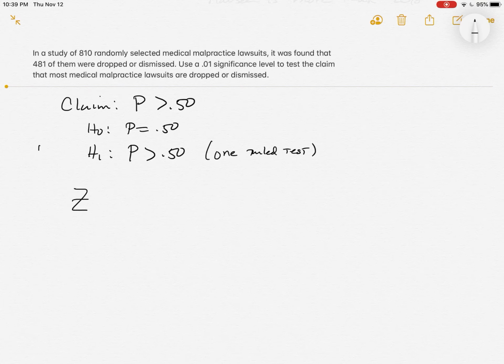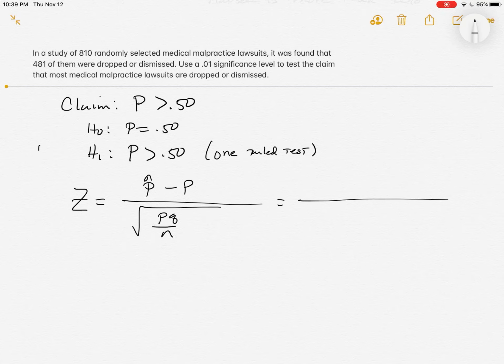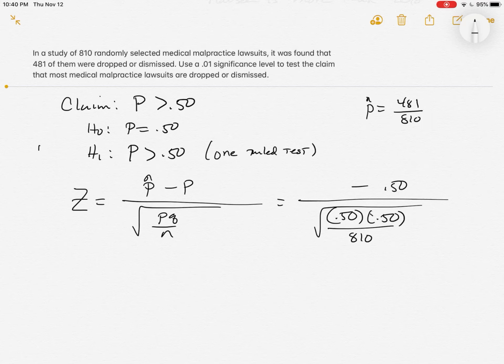Oh, no problem. We know what to do. Z is equal to p hat minus p, all over the square root of pq over n. Again, most of these numbers are here, 0.50. If p is 0.50, then q is also 0.50, and n is 810. Now, we need to know what p hat is. P hat is 481 over 810. Let's see what that number is. 481 divided by 810.